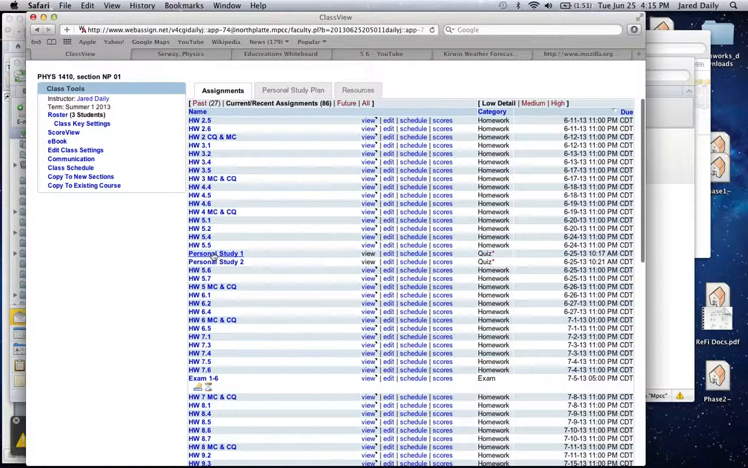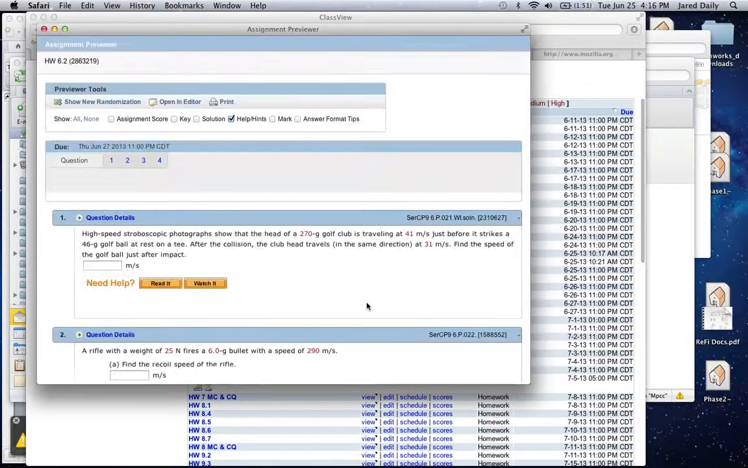So let's take a look at homework 6.2. And I have given 4 problems. We have a high-speed stroboscope, which is just a strobe light. They take some photographs, so they have stroboscope photographs, and they show the head of a 270-gram golf club traveling at 41 meters per second. The fact that they've taken pictures of this doesn't matter. They're giving us the stuff we need: the mass of one thing, the initial speed of one thing, and the mass of the second thing, and the initial speed of the second thing.